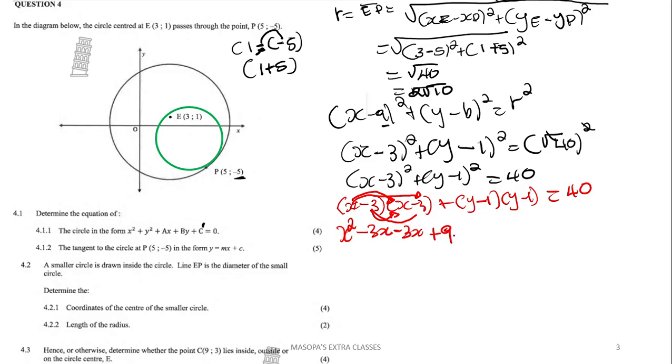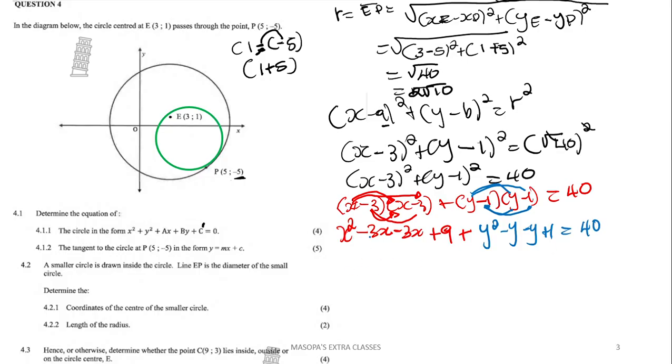Right? Then we are moving to y values. On y values, we have y multiplied by y, right? For which you get what? y squared. So y multiplied by y, y squared. y multiplied by negative 1, negative y. Then negative 1 multiplied by y, you get negative y. And then negative 1 multiplied by negative 1, you get positive 1. That is equals to 40.